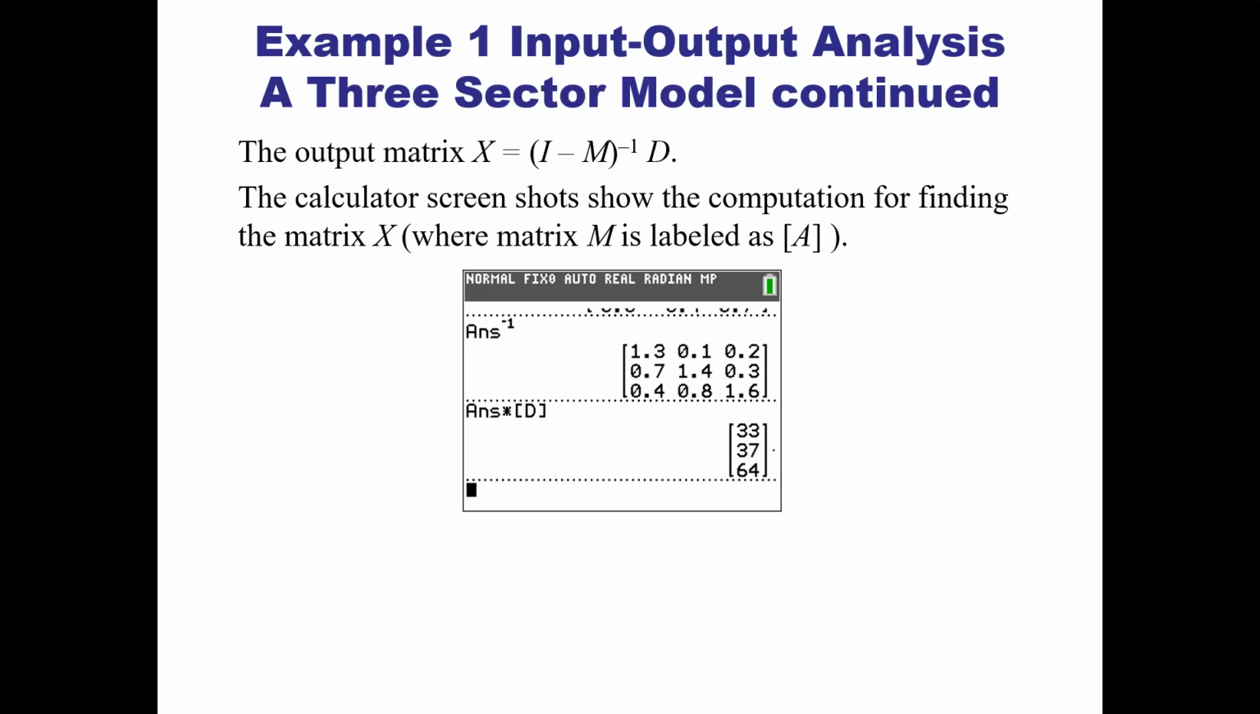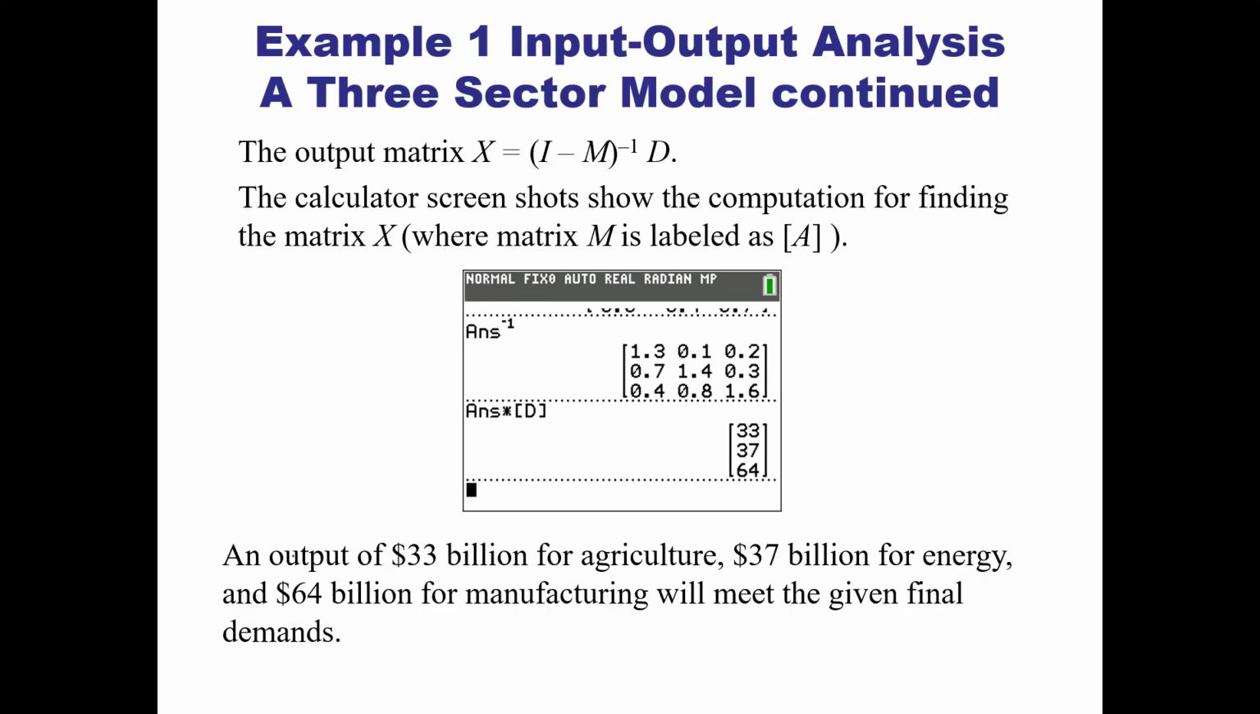So these are our values for the matrix X: 33, 37, 64. That means an output of $33 billion for ag, $37 billion for energy, and $64 billion for manufacturing will meet the given final demands of this problem. Every problem is going to be different, but for this problem, that's what it is. All of this we can do in our calculator by plugging it in, and we'll look at those when we actually do examples. All right, so let's stop here and then we'll come back in a different video for examples.